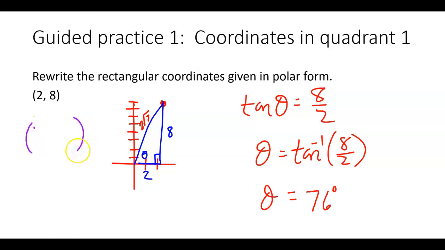The polar coordinates are a combination of how far away from the origin the dot is, so 2 square root of 7, followed by the angle of rotation from the x-axis to wherever that hypotenuse is. And that's the central angle we found, which is 76 degrees. So those are the polar coordinates for that particular point.